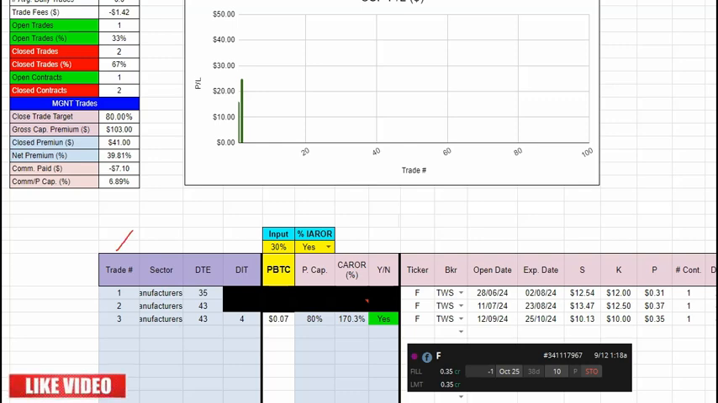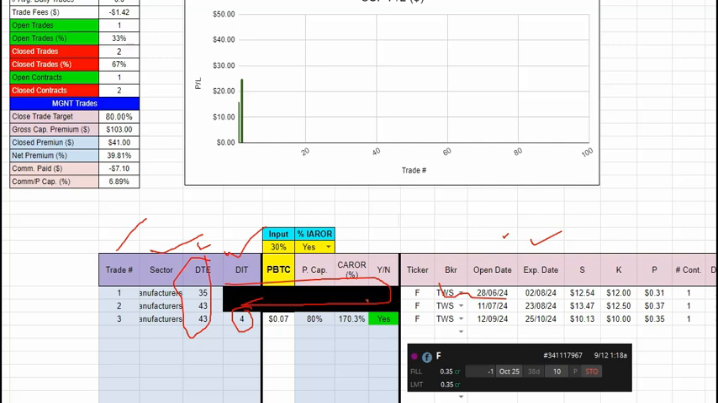We got trade, we got sectors, DTE. So basically, how many days the trade we have, which is basically an expiration date minus open date at that time, and days in the trade. Of course, this is black because the trade has already finished. This is open because I've been in the trade for 4 days. Okay, so don't worry about this for now because this is what I use after.